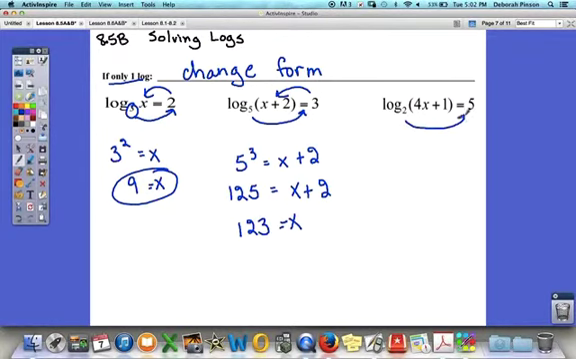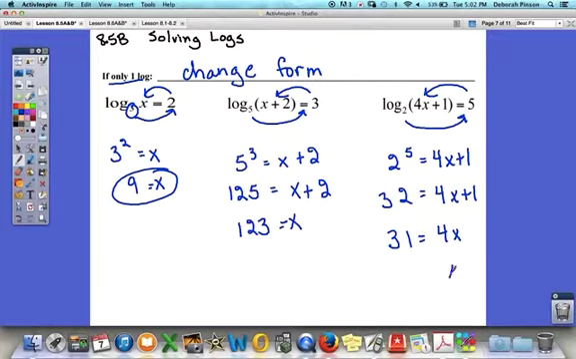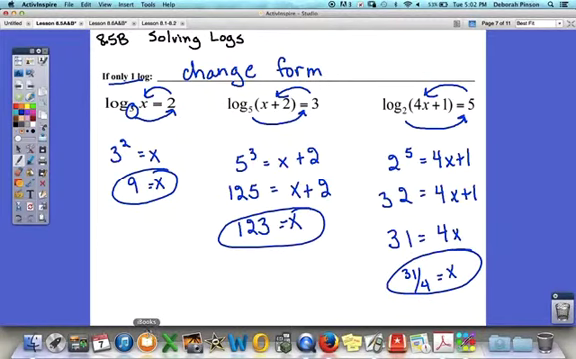So 2 to the fifth equals all of this stuff. So 2 to the fifth is 32. 2 times 2 times 2, 5 times. And then I'm going to go through and solve. So subtract the 1 and divide by the 4. So 31 over 4. I guess I should circle that one. So change forms, solve whatever you have once you change forms.